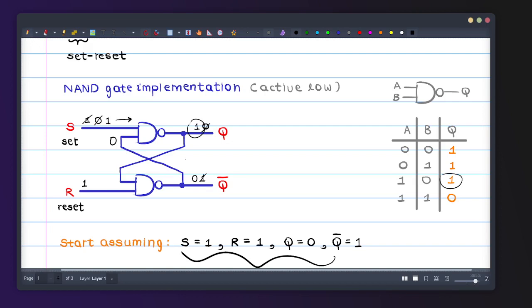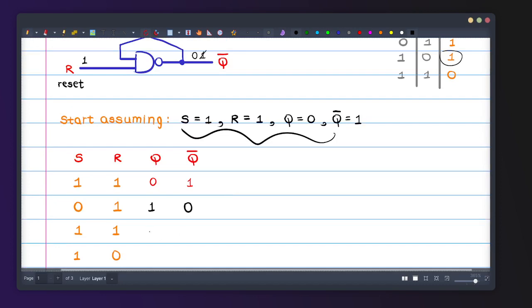As soon as you make both set and reset 1, the gate remembers whatever was previously put in it. Since the previous state was 1 and 0, it remembers 1 and 0 in Q and Q complement. So what happens now? It will basically stay 1 and 0.